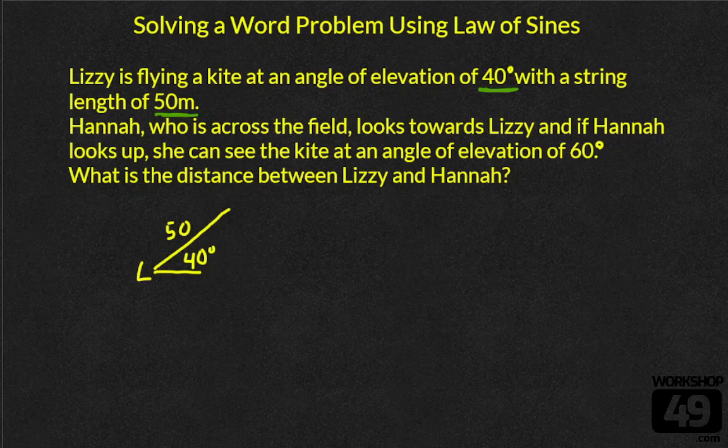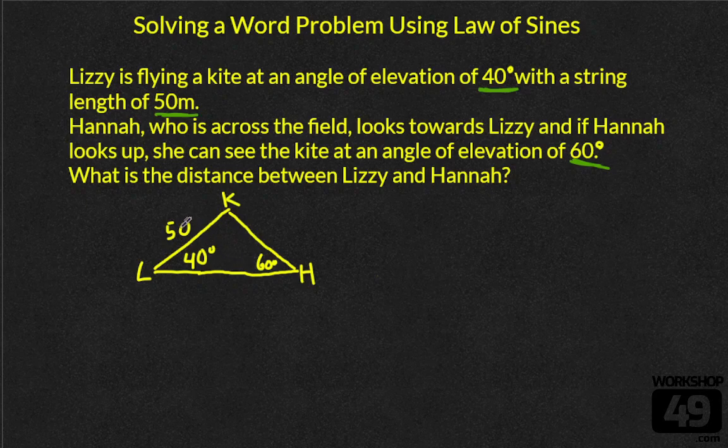Hannah, who is across the field, looks towards Lizzie, and if Hannah looks up, she can see the kite at an angle of elevation of 60 degrees. So we can go ahead and label H for Hannah over here, who looks up and sees our kite, which is at the top, and Hannah is looking up at a 60-degree angle of elevation.